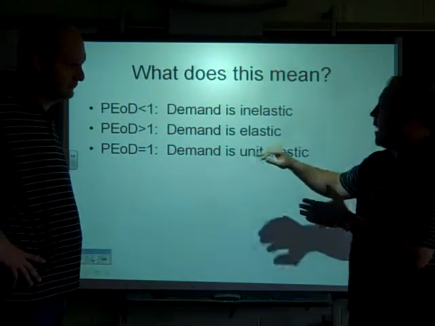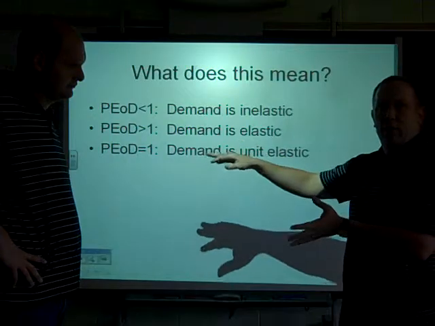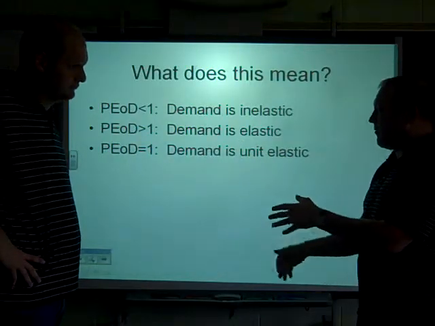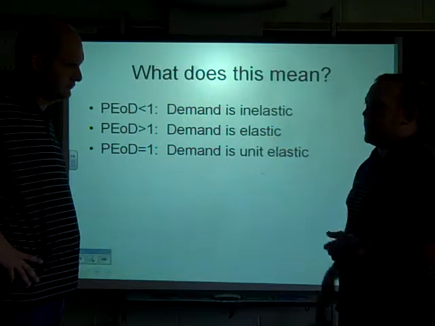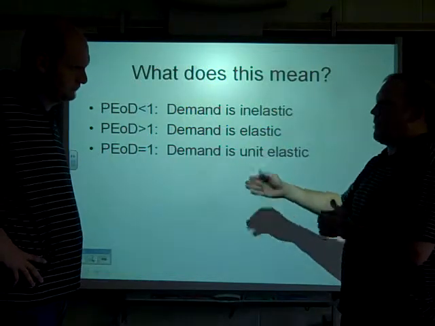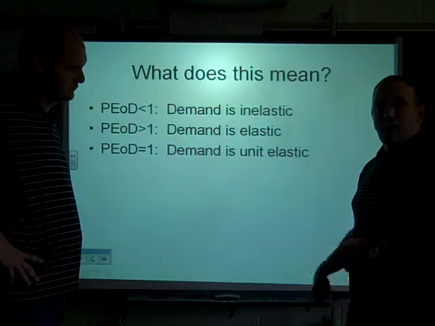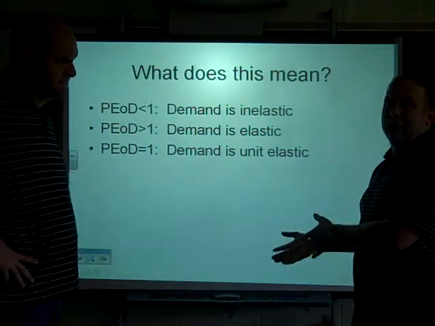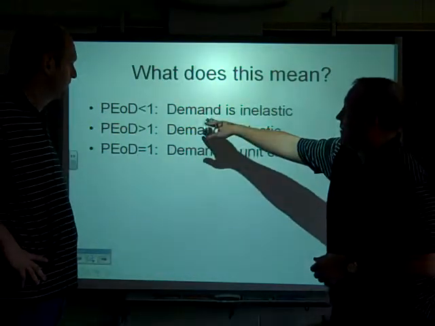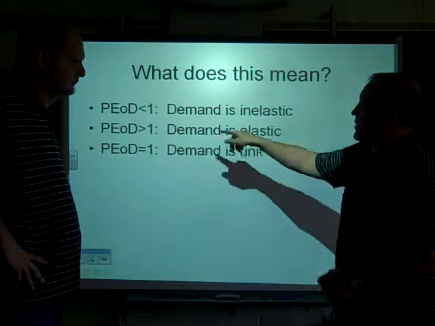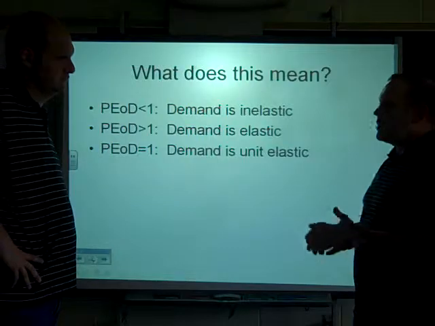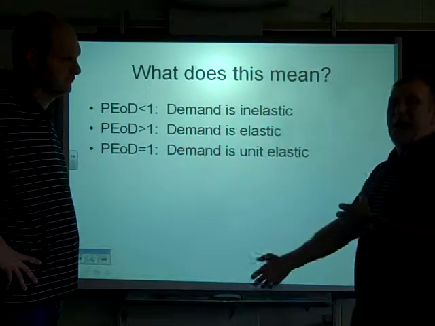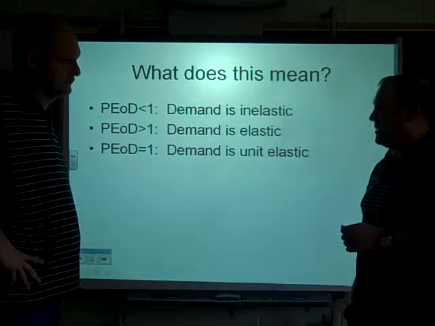For instance, if we're comparing curves or even segments on the same curve, and one part of the curve or one curve has, say, a PEOD of 2, and the other has a PEOD of 3, we know the second curve is more elastic than the first. And same for the inelastic. The closer this approaches 0, the more inelastic that curve is. So what it really allows us to do is understand how consumers are going to react to changes in price.